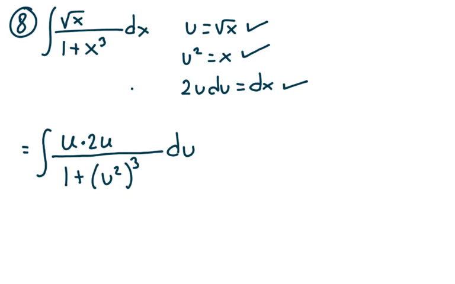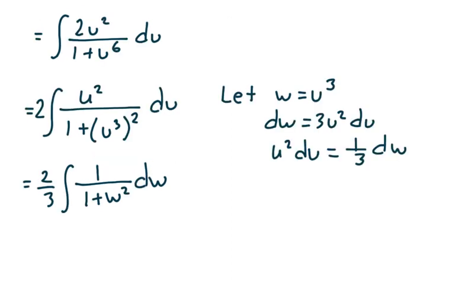So when I make my substitution, this is the integral of u times 2u divided by 1 plus, now remember, x is equal to u squared. So it's 1 plus u squared to the third du. On the next line, I get the integral of 2u squared over 1 plus u to the 6th du, which is 2 times the integral of u squared over 1 plus u to the third quantity squared.